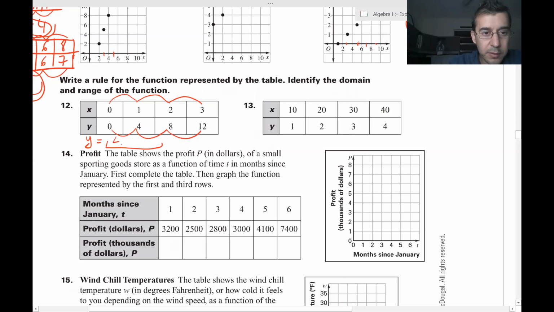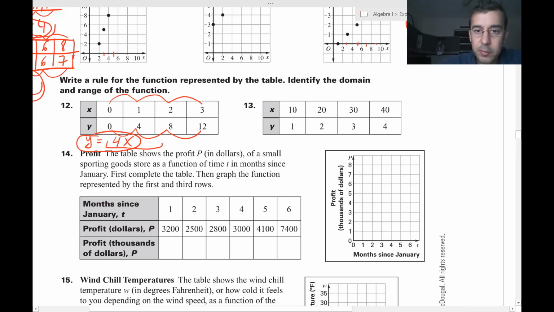So this would be 4x. Let's see if that works. If x is 0, 4 times 0 is 0. When x is 1, 4 times 1 is 4. When x is 2, 4 times 2 is 8. When x is 3, 4 times 3 is 12. So yes, this is the rule for the function y equals 4x.